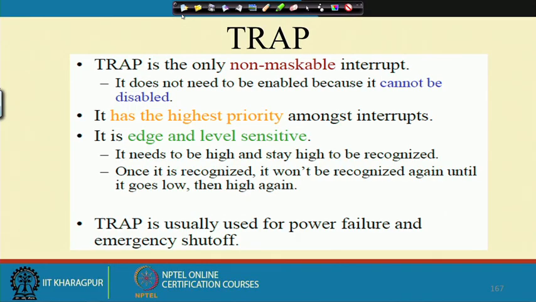So, it needs to go high and stay high to be recognized. That is the first thing. Once it is recognized, it will not be recognized again until it goes low and then high again. So, the low to high transition is important, and it has to remain high for some time. That is also important.